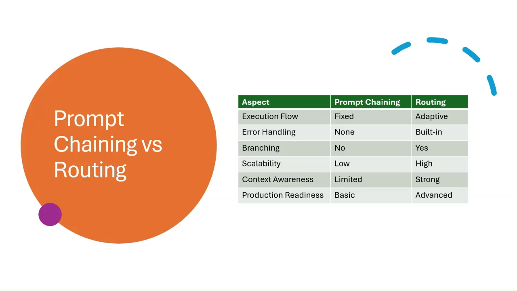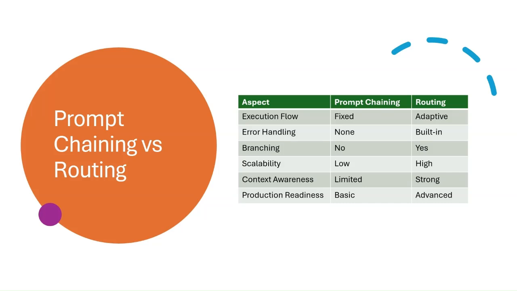Let's do a side-by-side comparison of prompt chaining versus routing. Aspect: execution flow. Prompt chaining is fixed. We had seen that in our previous example, whereas routing is adaptive, that we are going to see. Error handling: we can do try and except for any non-functional errors, but when it comes to a functional bug, prompt chaining has none, whereas in routing, we will handle them gracefully. Branching is not possible with prompt chaining, it is sequential, whereas in routing, yes.